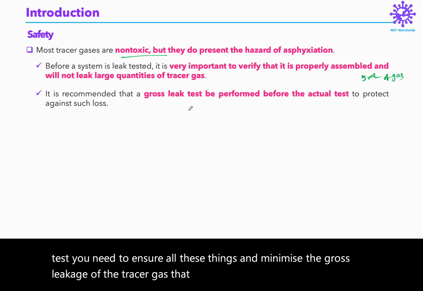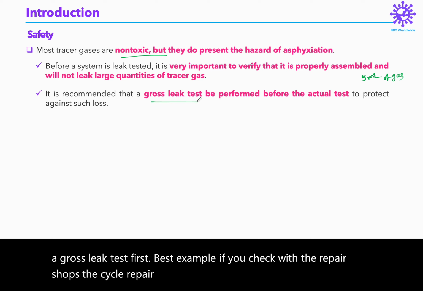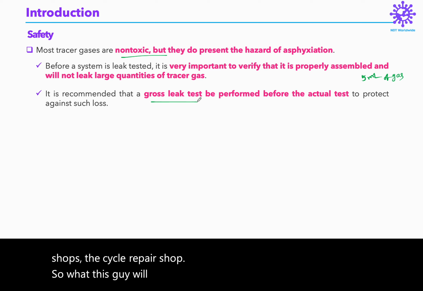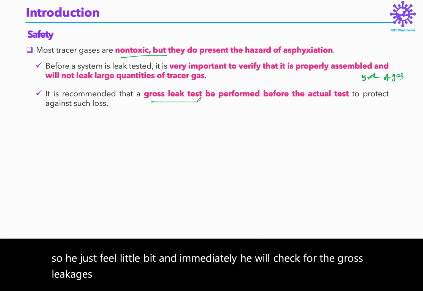That's why they'll go for a gross leak test first. Best example, if you check with the cycle repair shops: he will not fill the air tightly into the tire. He just fills a little bit and immediately checks for the gross leakages. You want to check the bigger one first.